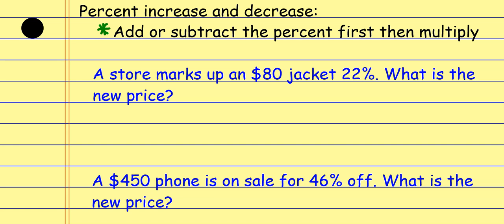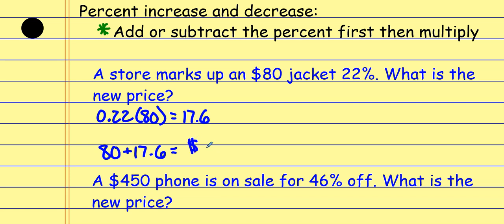So here's what we do. Most of you would probably go, okay, 22%. Well, to find 22% of 80, you do 0.22 times the 80. I take the percent as a decimal times the 80, so 0.22 times the 80 gives me 17.6. And now that's not what they're going to sell the jacket for. That's the amount they're going to increase it by. So then what I have to do is 80 plus the 17.6. And so I find out that the actual amount they're going to sell this jacket for is $97.60.